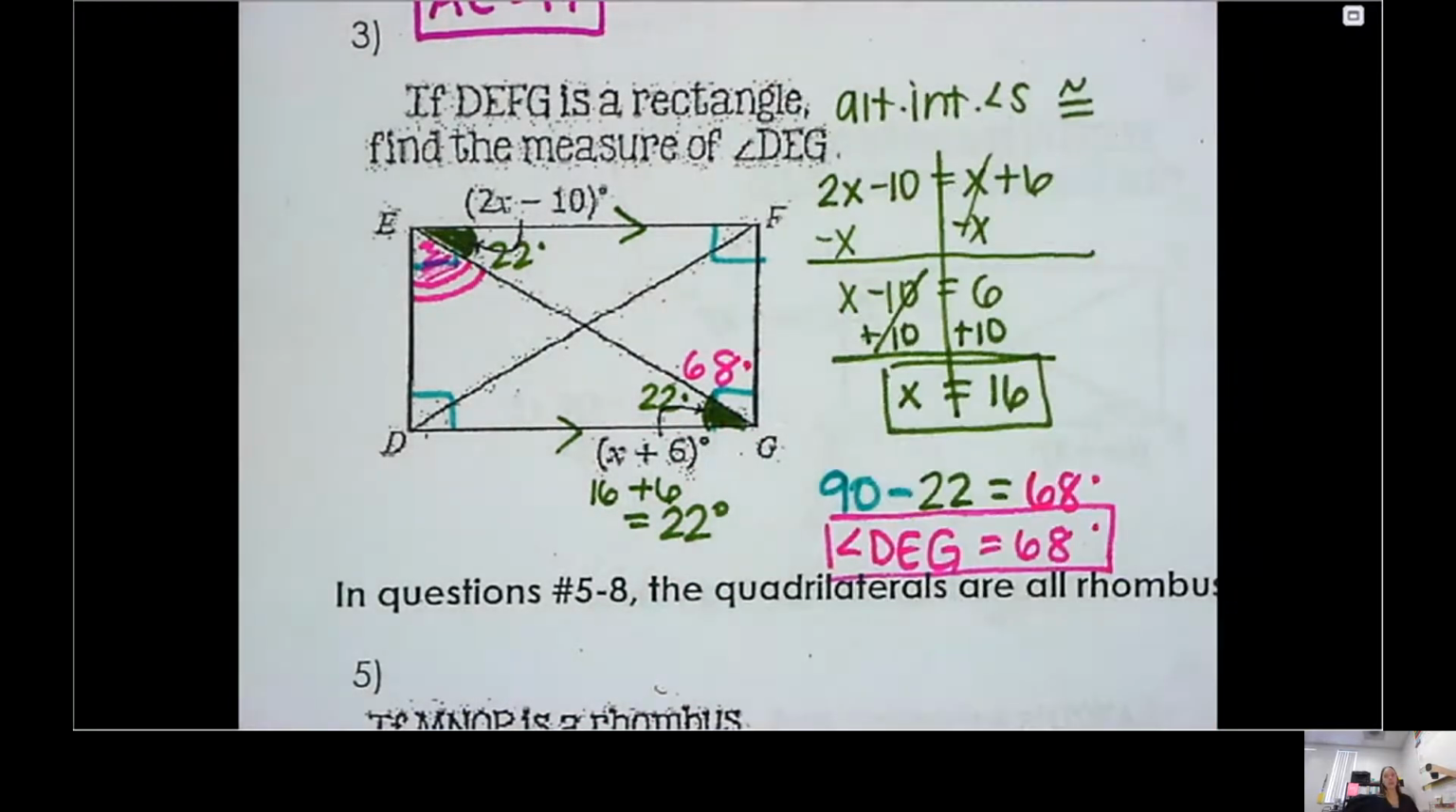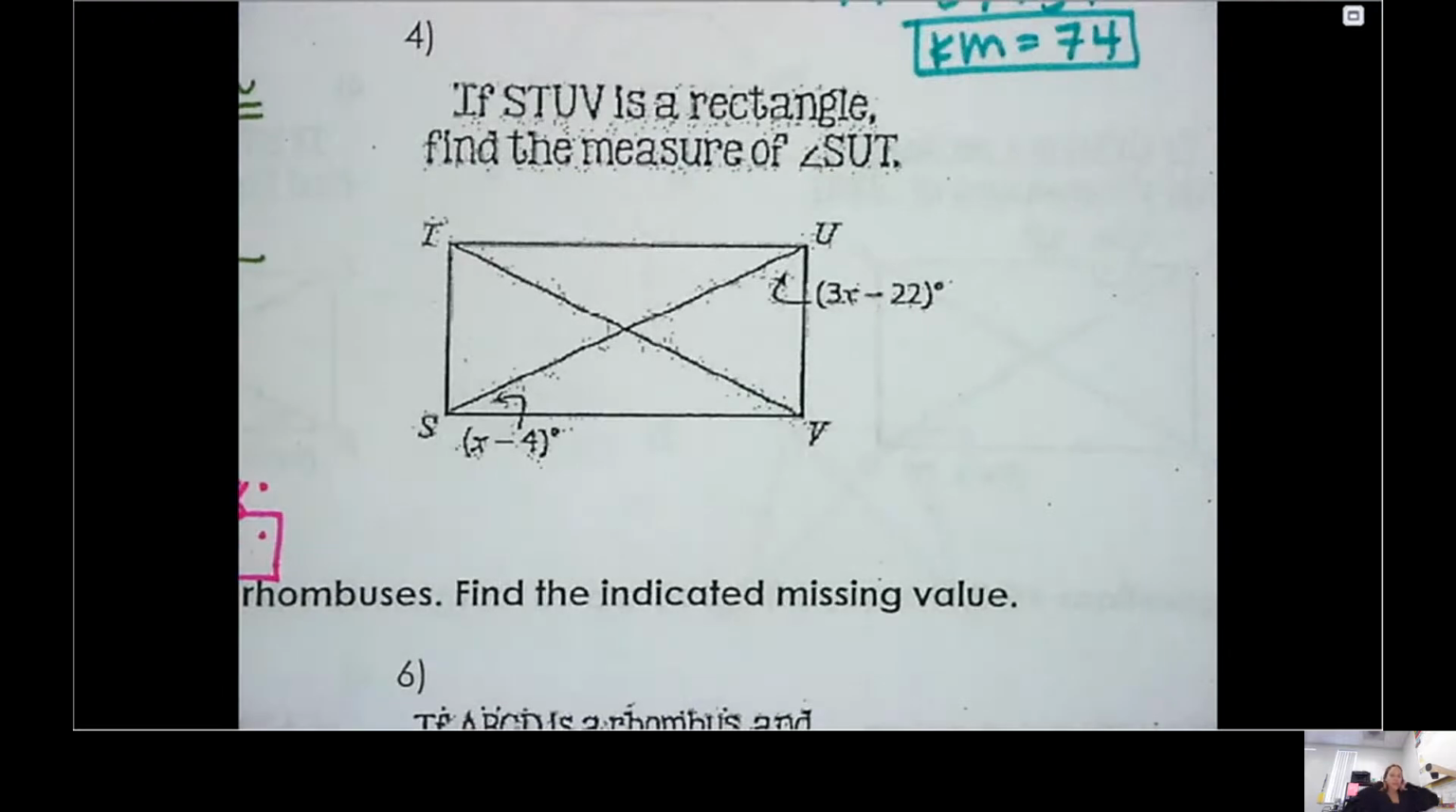Okay, rectangles. So corners of rectangles add up to be 90 degrees. Got some right angles there. Last rectangle problem. If this one's a rectangle, find the measure of angle SUT. SUT.